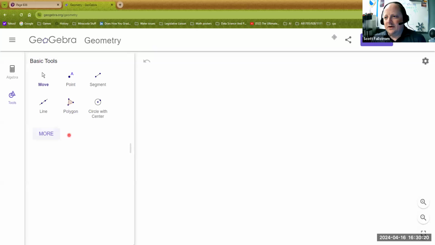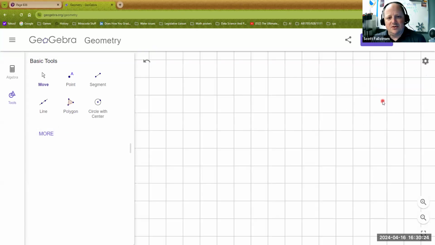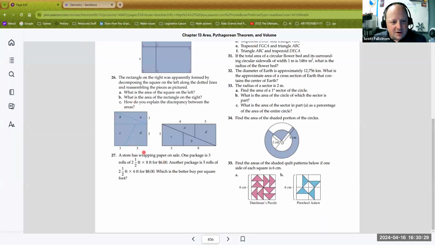And I do need grid lines. Does it let me put grid lines on? Show grid lines. Major grid lines, I guess. Okay, so now if we come back, we need to make a shape that is 3 by 5. Okay. Well, let's see here. And then we need to build this other shape as well.